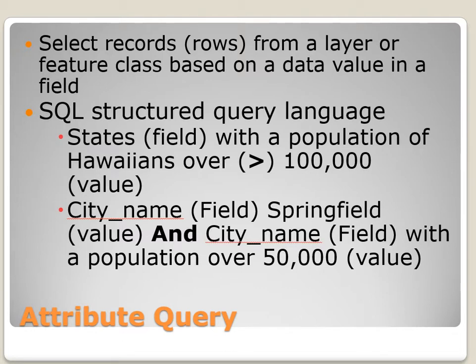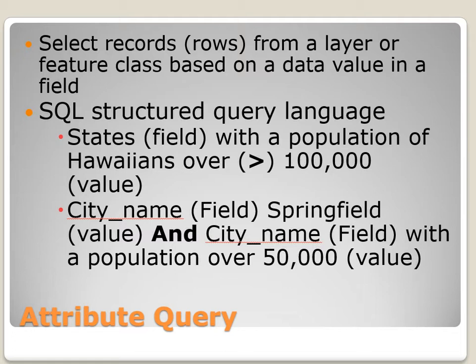I might also have a field called city name, and the city name I'm looking for is Springfield. So I could do a query that's a compound query saying, give me all the cities that are named Springfield, and I want the cities with a population over 50,000. So it will only give me the Springfields, because I don't know how many Springfields there are in the US. We could Google that. I think there's more than 7. Oh yes, there are way more than 7.